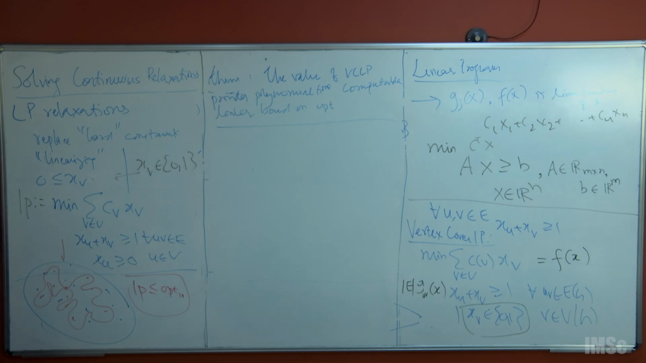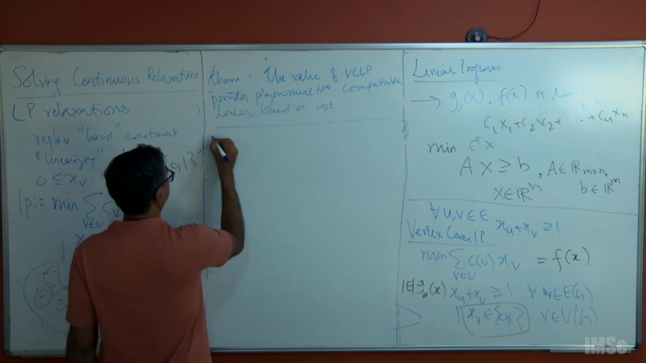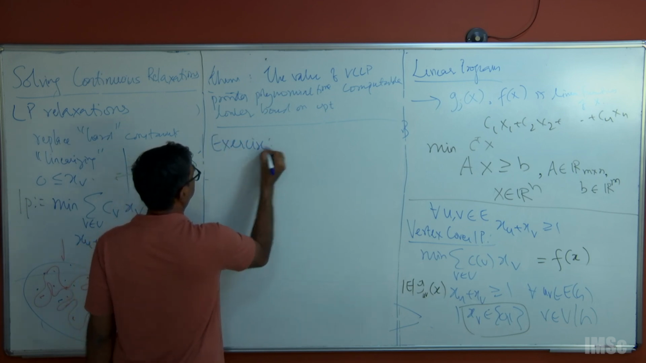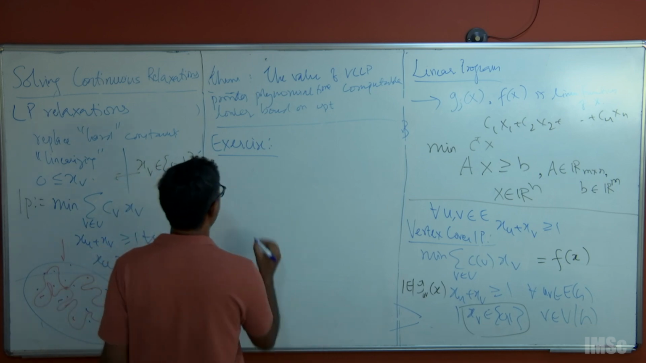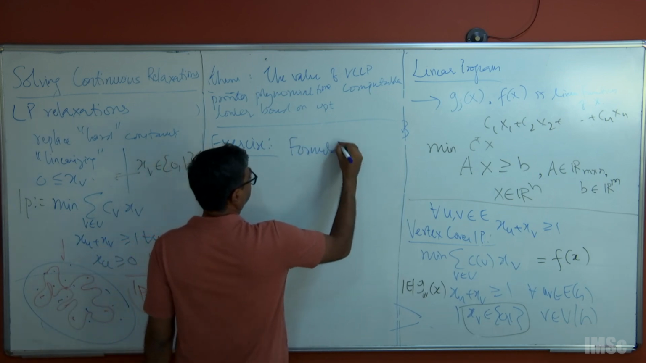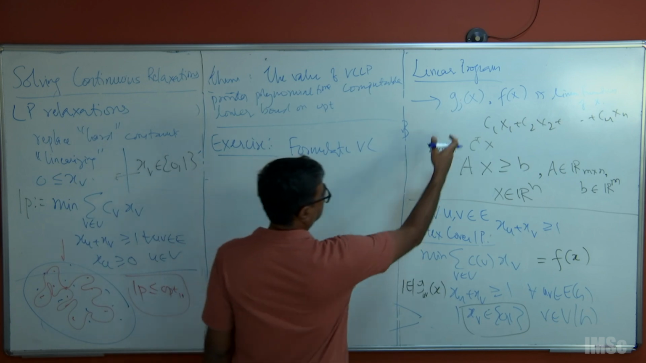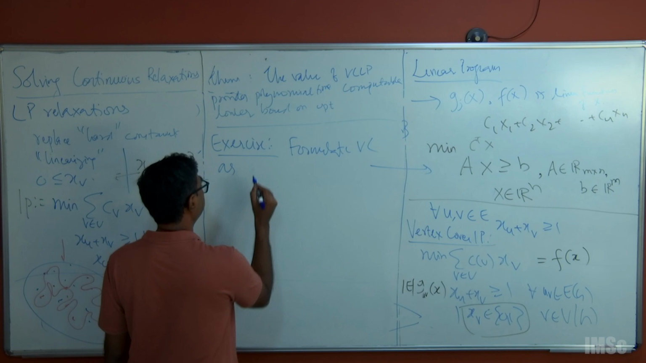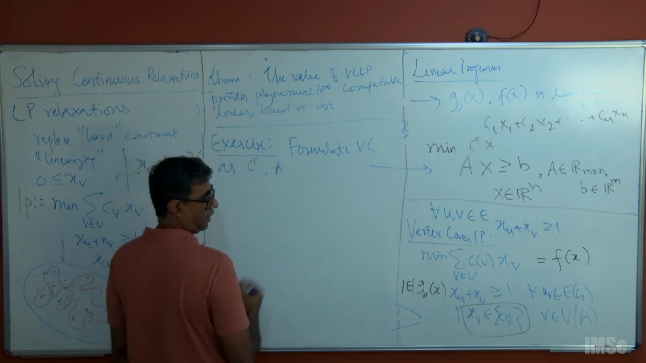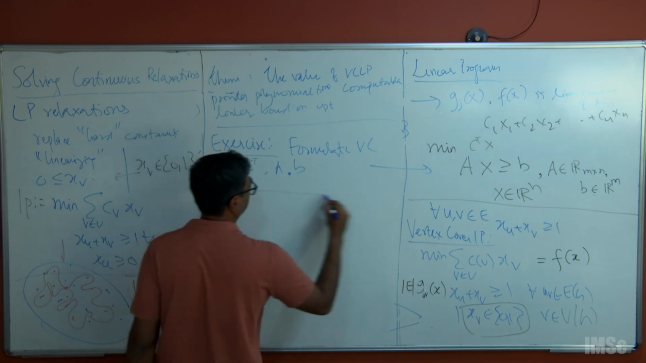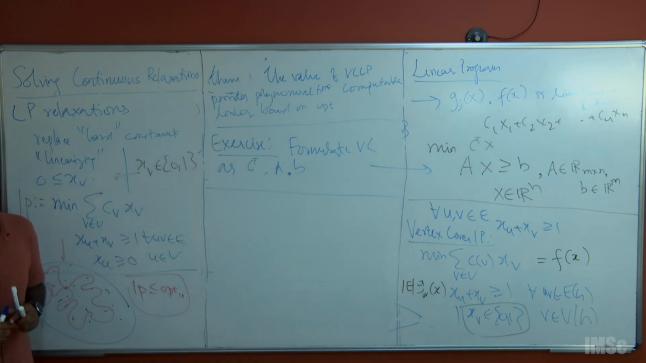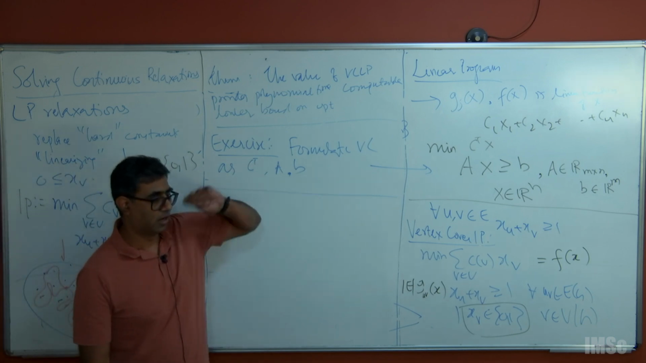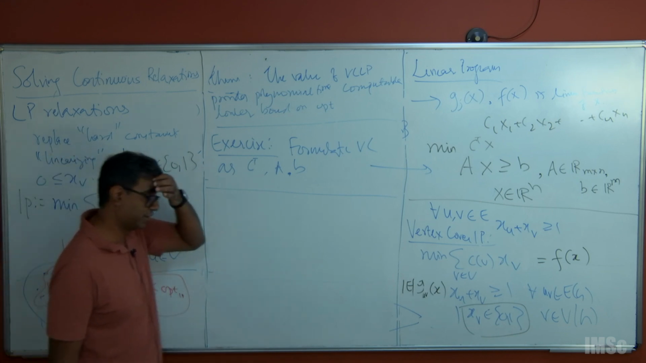It's a good exercise for people who haven't done it. Exercise: formulate vertex cover as this program. It means write your c transpose, write your A, write your b, and so on. Let's see what they are, just to get used to it. You should write down these matrices for a small graph just to get a feeling for what it is, if you have never seen it before.